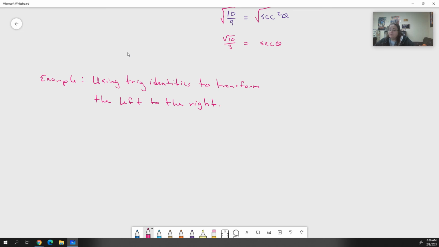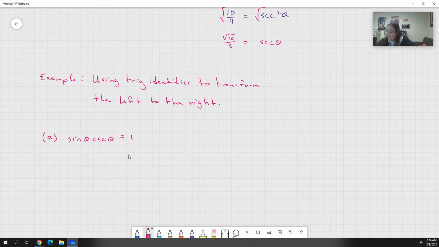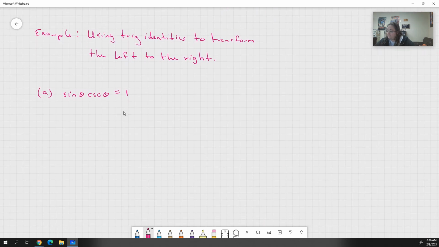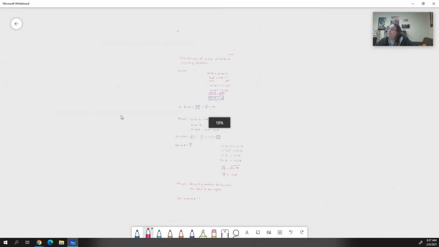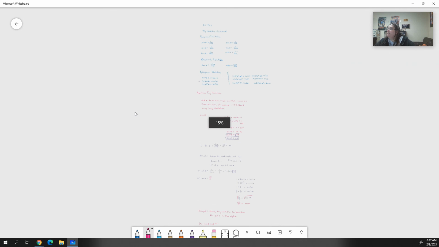Mathematically speaking, that means that we're just proving something to be true or showing why it works. So if I have, let's go with A, sine of theta times the cosecant of theta equals 1, I need to prove that, right? That is what it's saying.